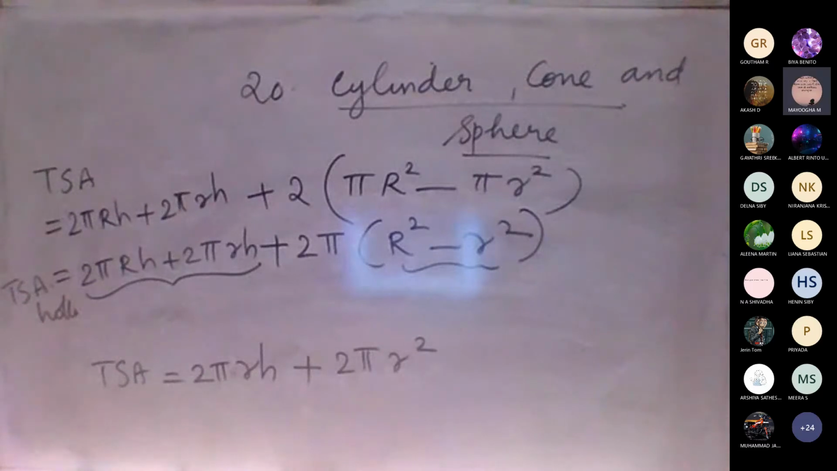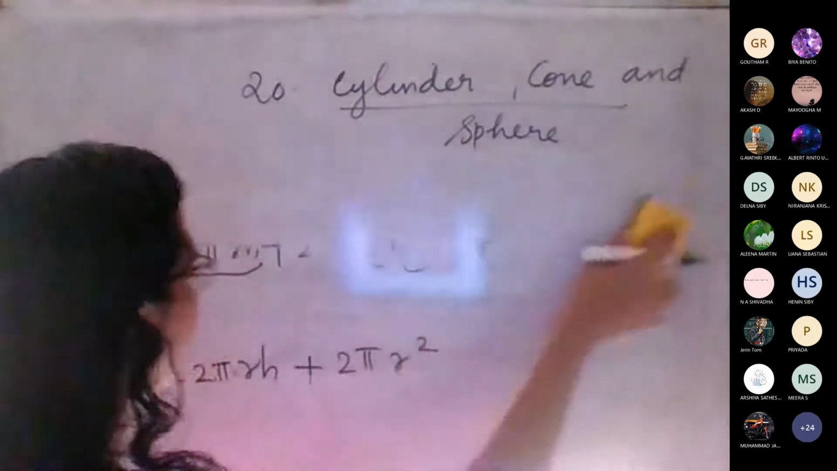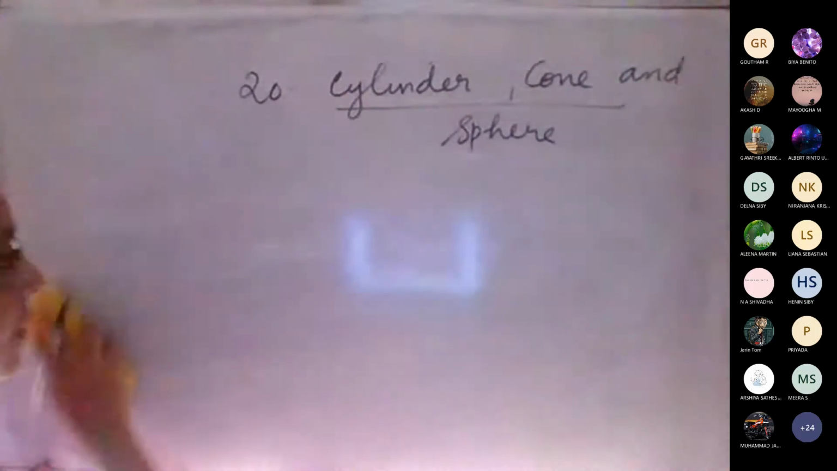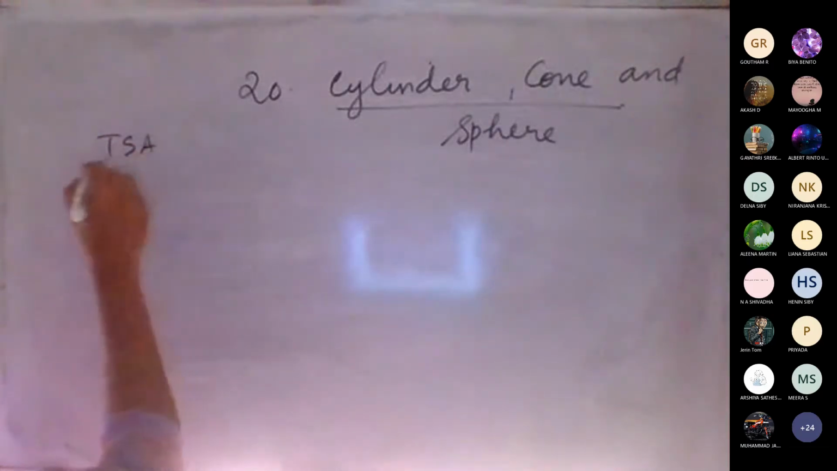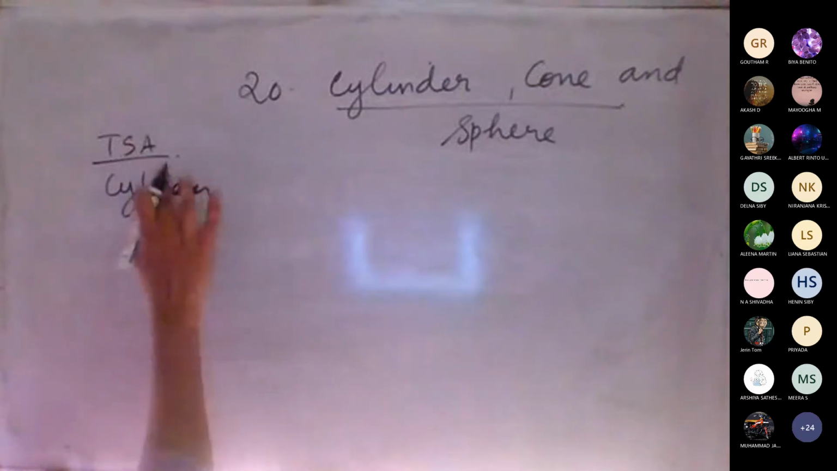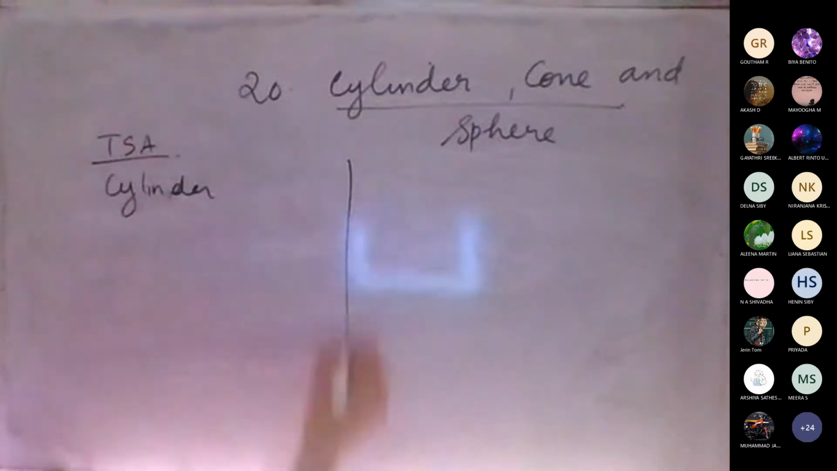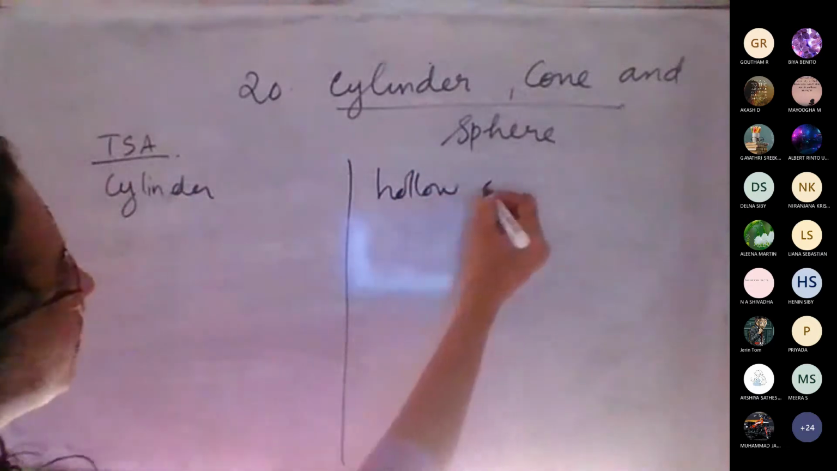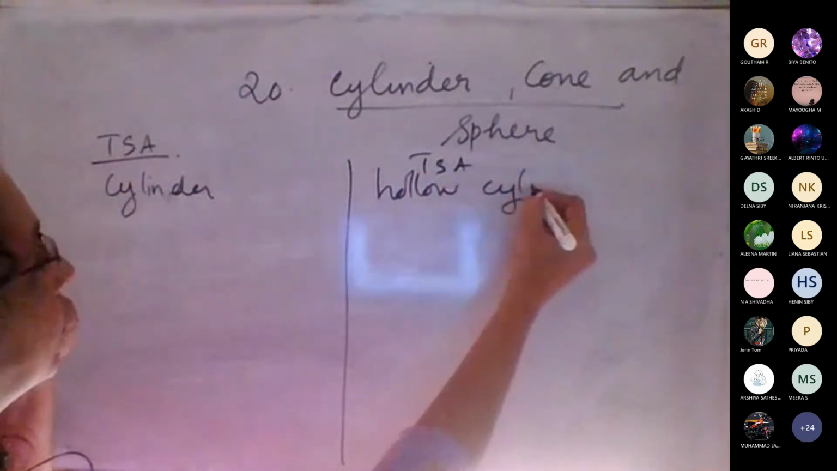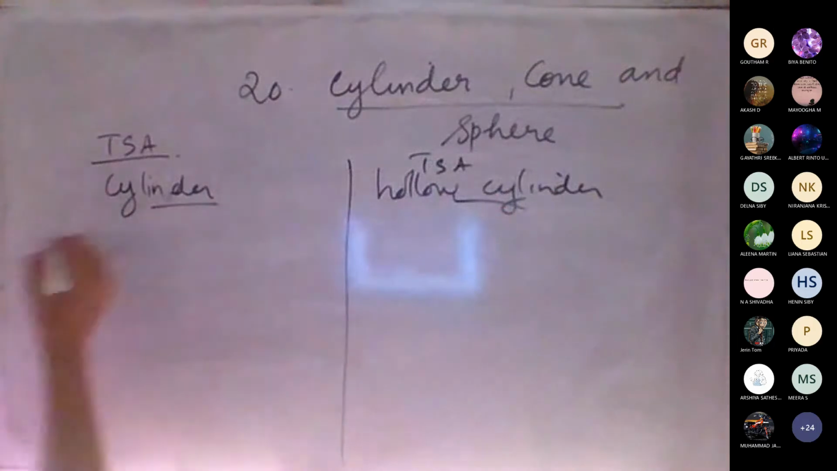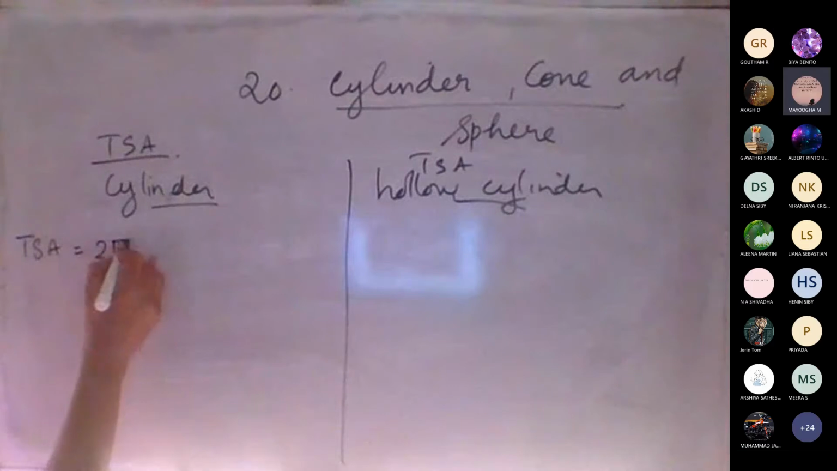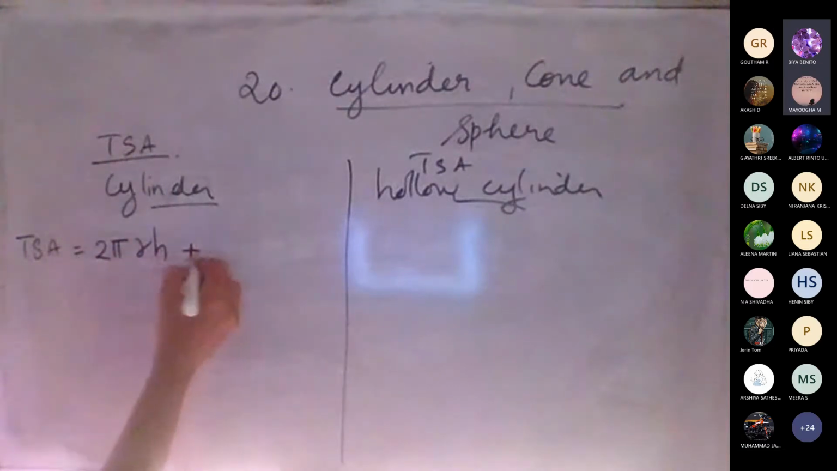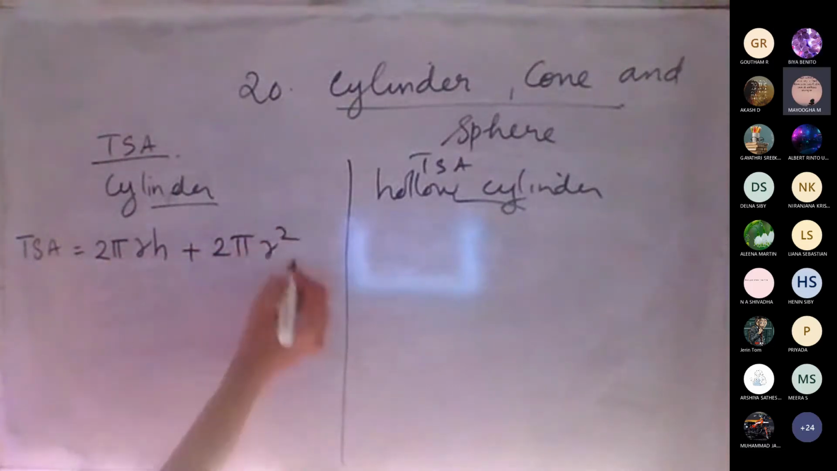Yes, ma'am. Okay. So total surface area, don't get confused with the total surface area of a cylinder. Total surface area of a cylinder. Then next is hollow cylinder. Total surface area, tell me. Total surface area is equal to 2 pi R H plus 2 pi R square.